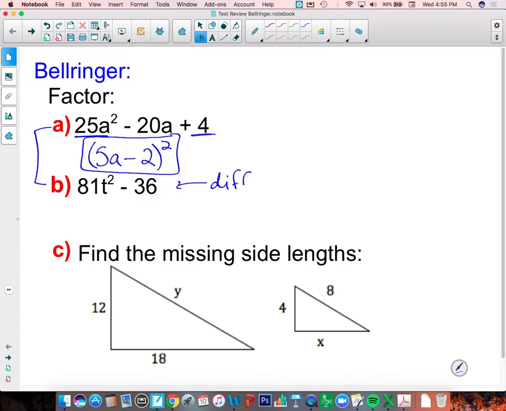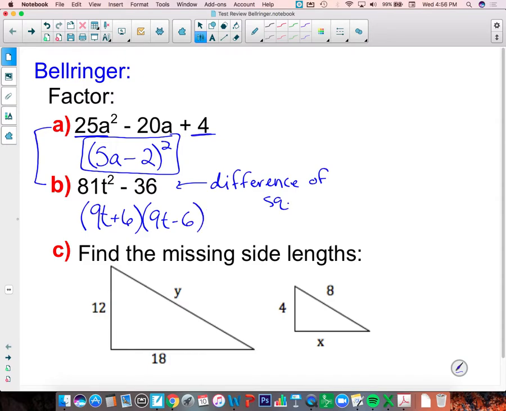This is the difference of squares, because it's two perfect squares being subtracted. Right? 81 is 9 squared, 36 is 6 squared, and we have a subtraction in the middle. So this one is going to be, remember, the same thing in two sets of parentheses, but one has a plus, one has a minus. So it's going to be (9t + 6)(9t - 6).